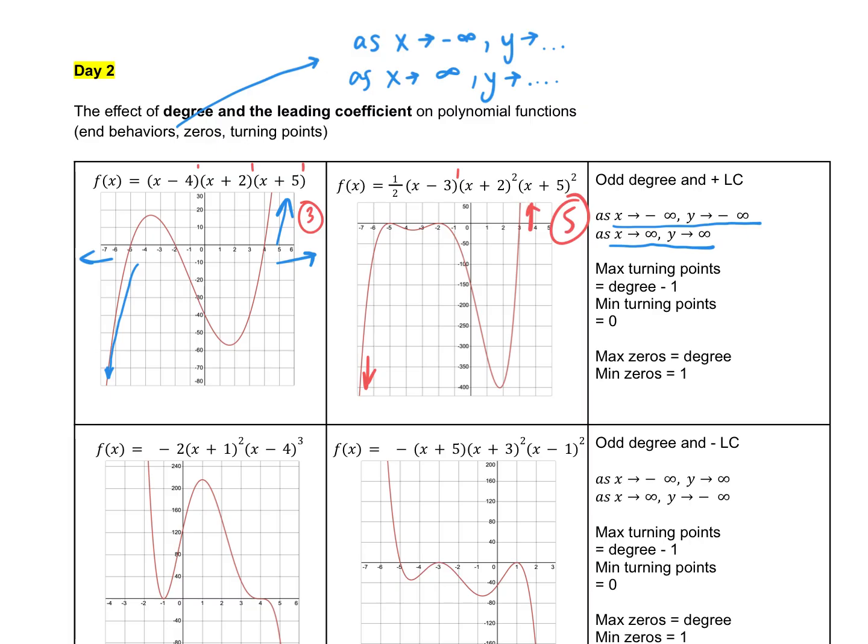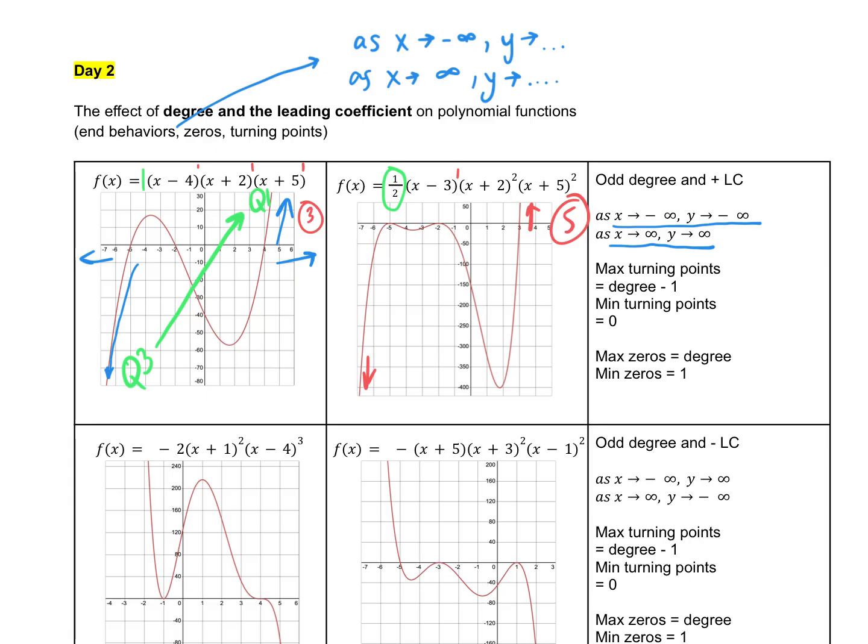Now, I did say I want to look at the leading coefficient as well. The leading coefficient of the first function is this invisible 1 out front. And the leading coefficient of the second is this positive, a half. So we have a positive leading coefficient and an odd degree. The function is heading in opposite directions, but it has this overall upwards trend. We're starting from quadrant 3 and we're heading upwards to quadrant 1 in both examples.